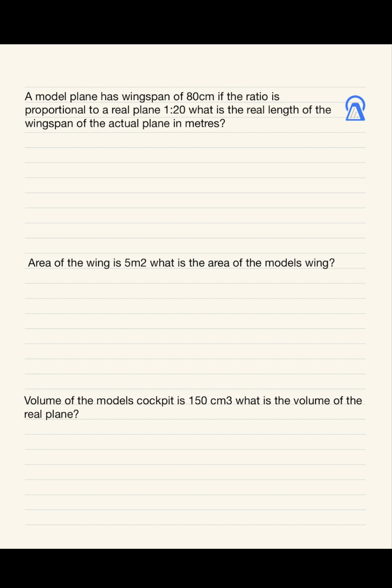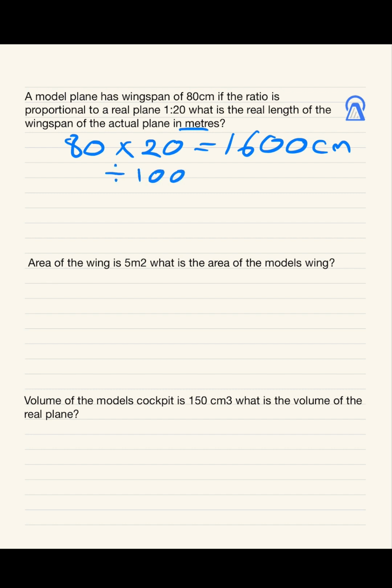So we've got 80 centimeters for the model. So we know that for every centimeter, it should be 20 times larger in reality. So let's do 80, which is the number of centimeters of our model, times that by 20, and that will give us 1,600. That's going to be centimeters, of course. Now we want our answer in meters, so always look for the unit. There is 100 centimeters in a meter, so we're going to divide by 100, and that means we're going to get a final answer of 16 meters.